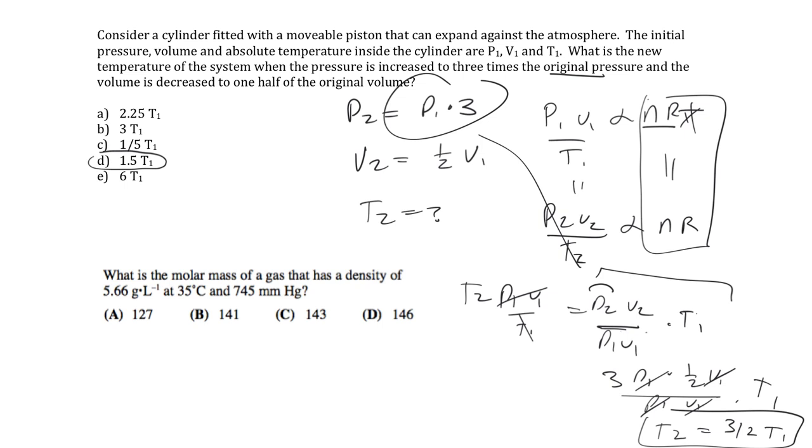Now, the molar mass of a gas, it has a density at a given temperature and pressure. This just boils back to that equation, density is equal to pressure times molar mass over RT. What I want to do is convert my pressure to atm, and I'm solving for molar mass. If I want to solve for molar mass, that would be equal to density times RT divided by pressure.